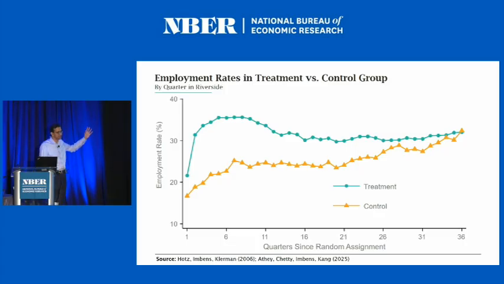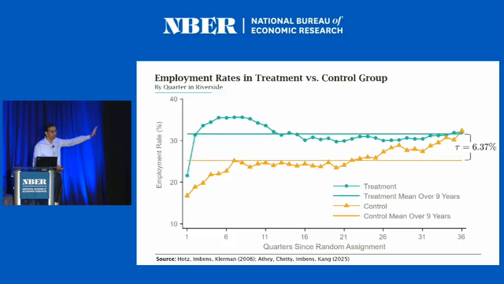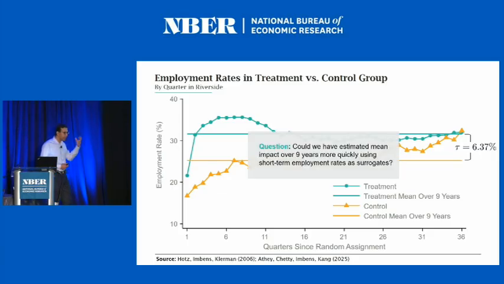So what do you see here? You see a pattern of treatment effects that's varying significantly as time elapses. The average treatment effect over the 9 years, 36 quarters, that were studied here in this earlier paper by Hotz et al. is a treatment effect of 6.37 percentage points. So the question I want to ask in this context is whether you could have figured out, without waiting for a decade, that this program had a 6.37 percentage point treatment effect. Is there a way that we could have estimated the mean impact over these 9 years more quickly using these short-term employment rates as surrogates?